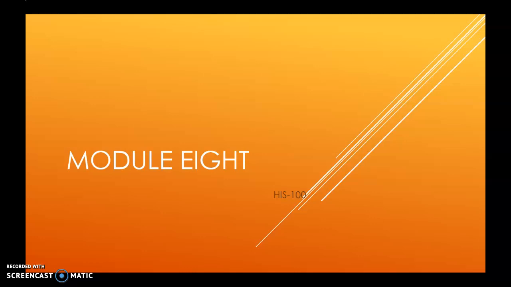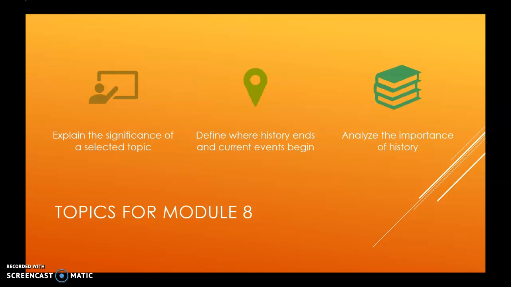Now, let's talk about what you will be doing in Module 8 of History 100. So, this week, you will start by explaining the significance of a selected topic. Then we're going to move on to a discussion about where history ends and where current events begin. Our last section of the course has us circling back around to things we talked about in week 1, why it's important to study history.